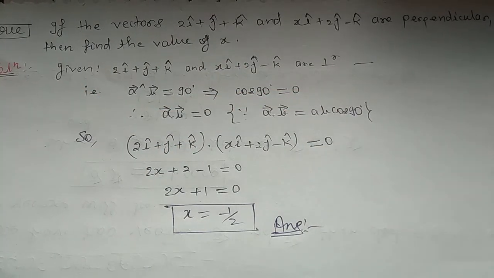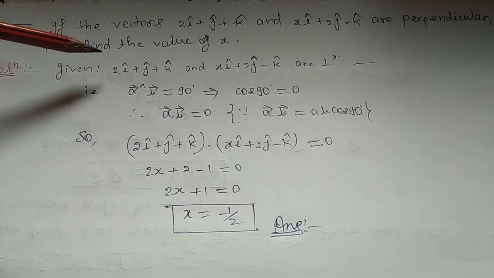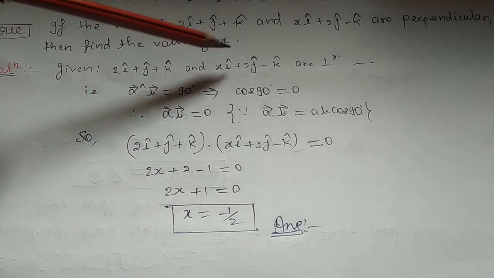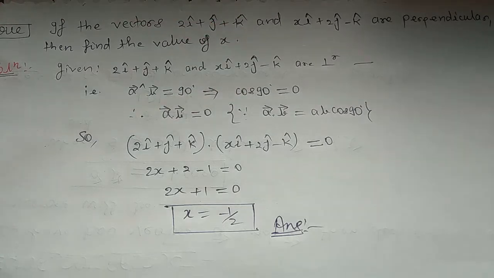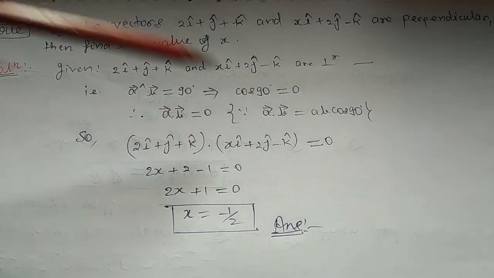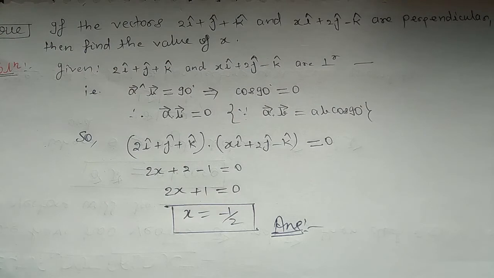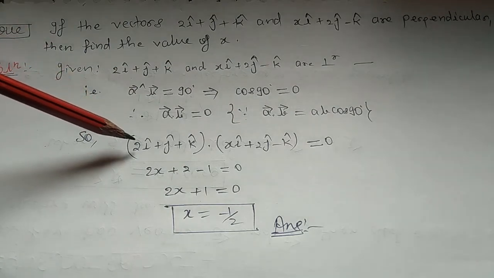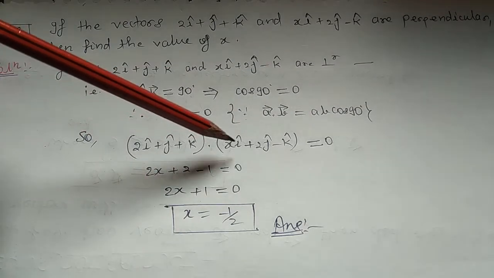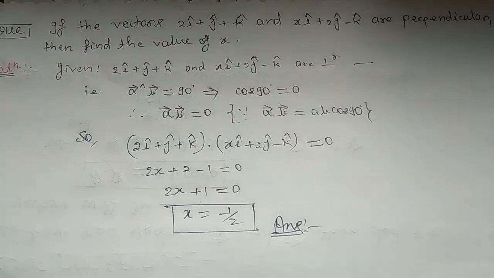So, the vectors a and b are 2i cap plus j cap plus k cap and xi cap plus 2j cap minus k cap. We have to find the dot product of these two vectors and make it equal to 0. So, here it is: 2i cap plus j cap plus k cap dot xi cap plus 2j cap minus k cap is equal to 0.